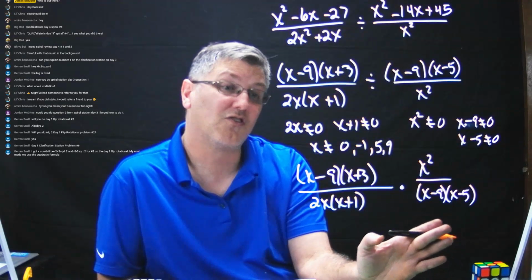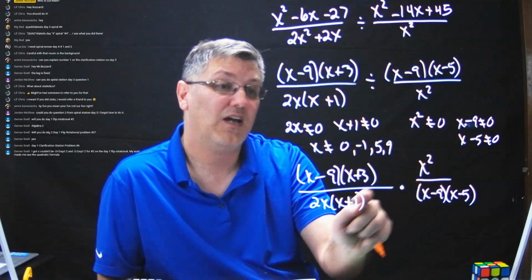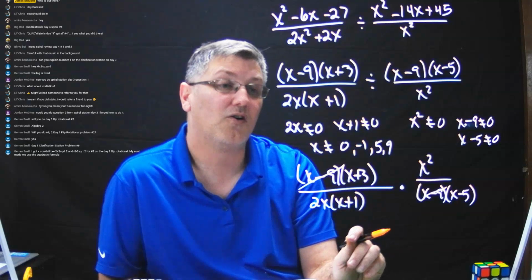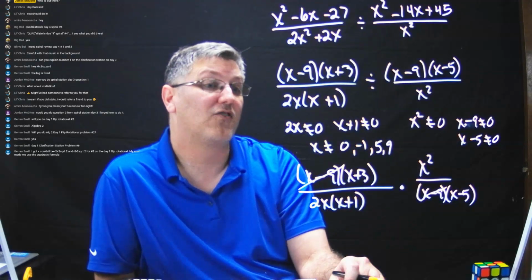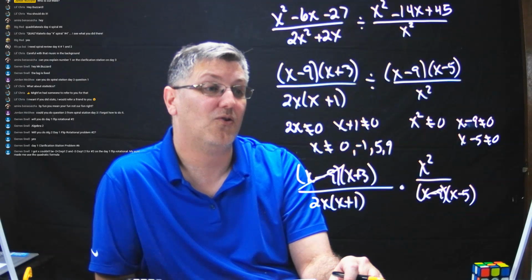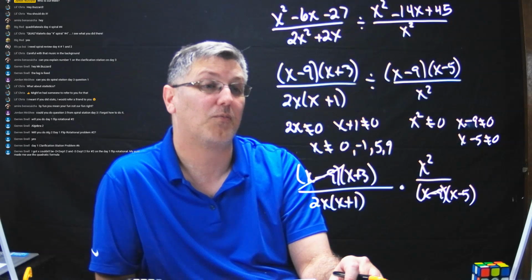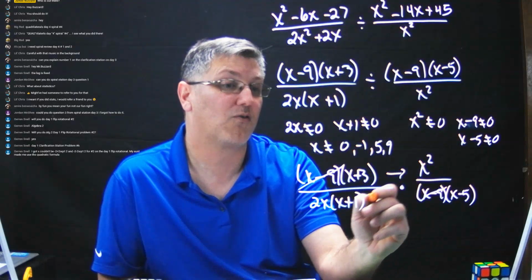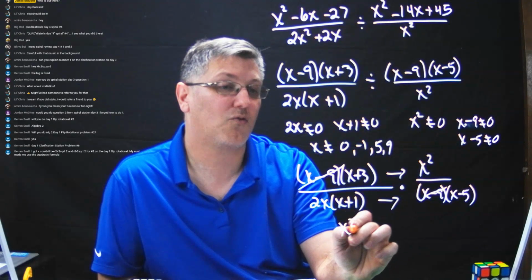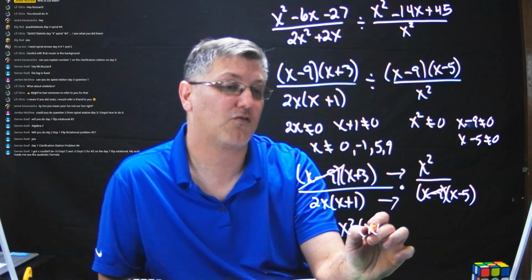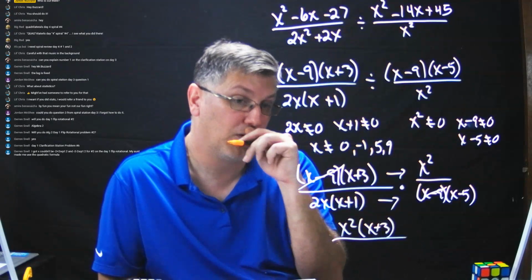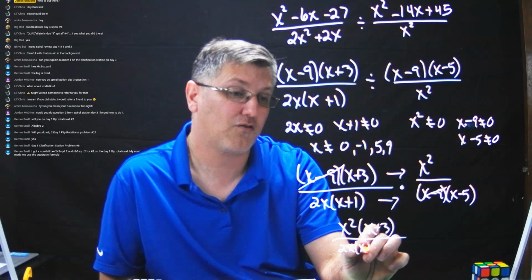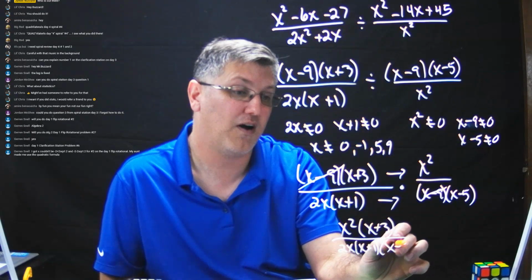From here, let's just look to see if anything on the diagonals simplify. Here to here, nothing's the same, but here to here, my x minus 9 goes away. If we were actually in class, we would be talking about removable discontinuity, the hole, when we start graphing these, but who knows when we're going to get to that. From here, we just multiply straight across. And I'm going to get x squared times x plus 3 all over 2x, x plus 1 and x minus 5.